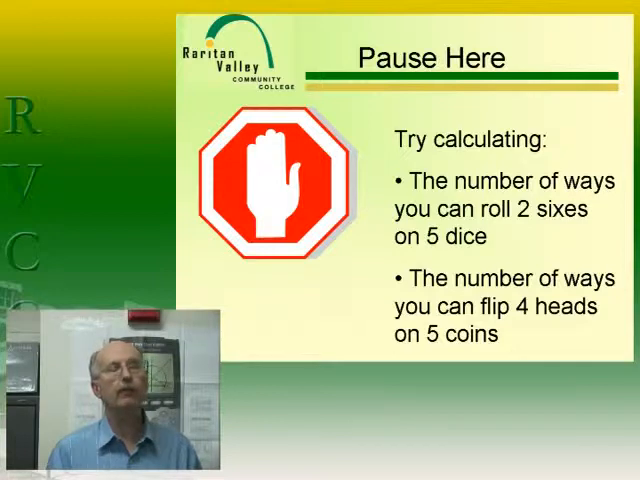So why don't we stop for a second? And I'm going to let you do some calculations on your own. Why don't you try to calculate the number of ways that you can roll 2 6s on 5 dice? And why don't you also try the number of ways that you can get 4 heads on 5 coins and see what answers you get. And we'll be right back.